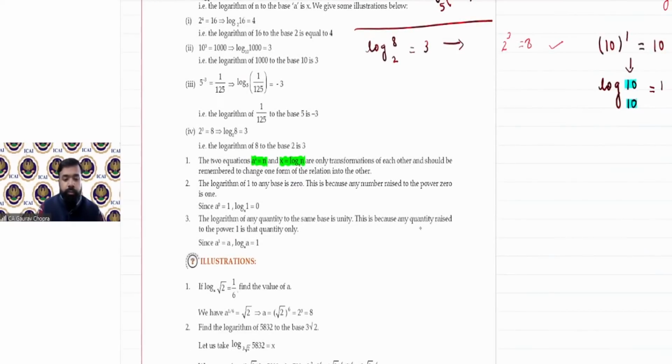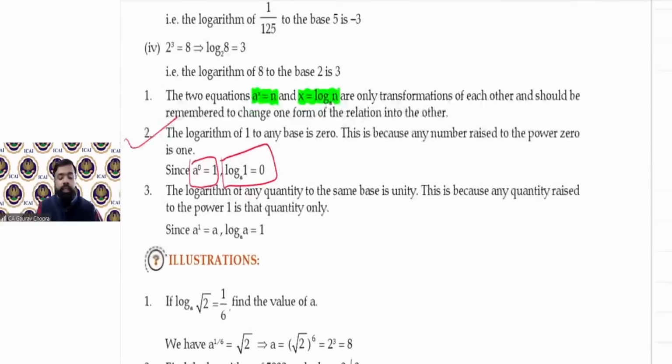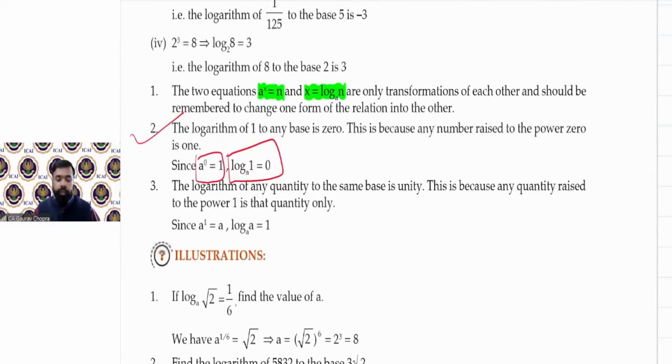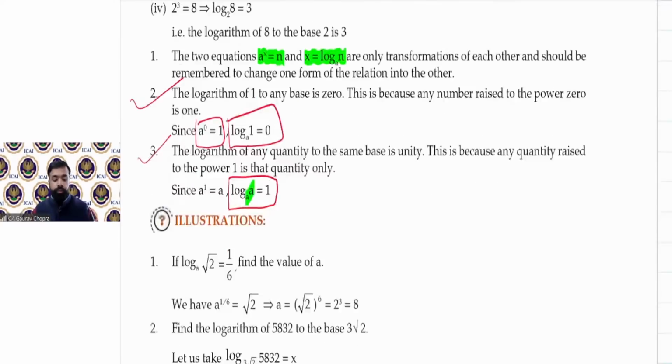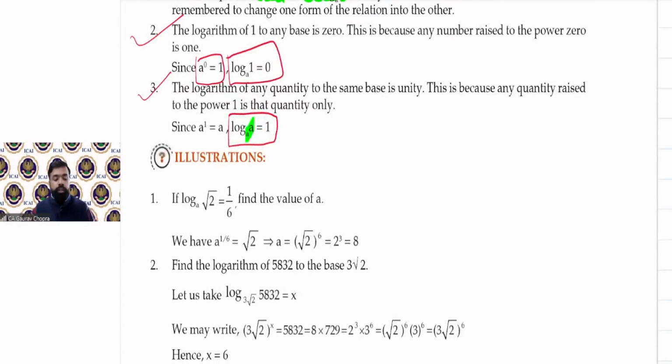So this we have done. Property number two, a to the power of 0 is equal to 1, or we can say that log of 1 with any base is equal to 0. Then the third property also we have done, log of a with base a is equal to 1. Whenever both the numbers are the same, the result is equal to 1. Okay. Now there is some basic illustration.